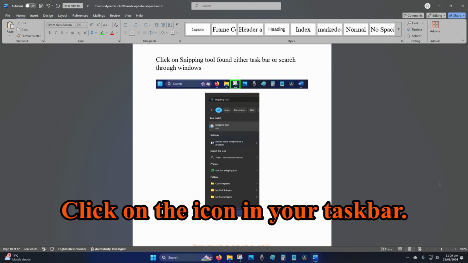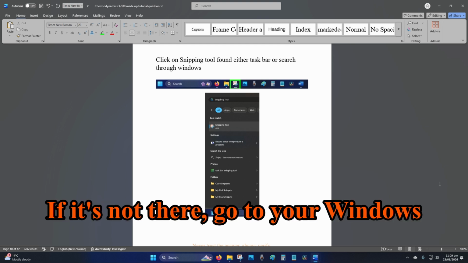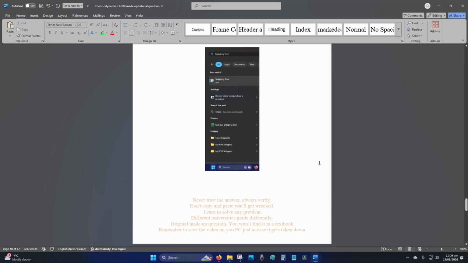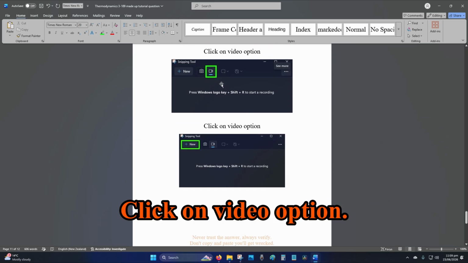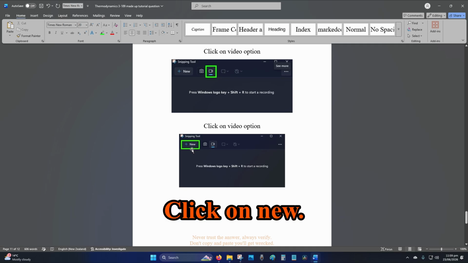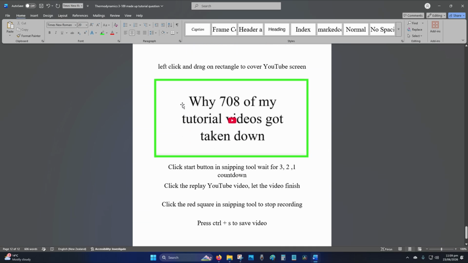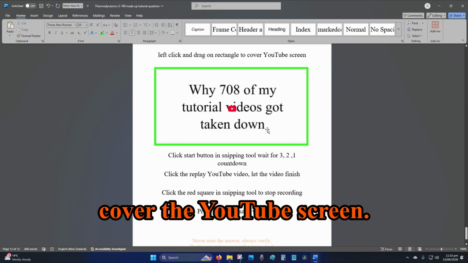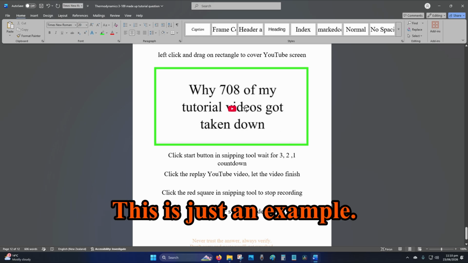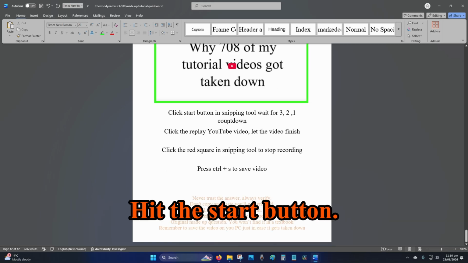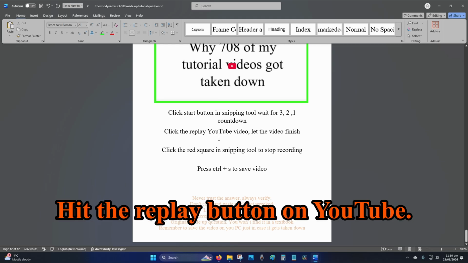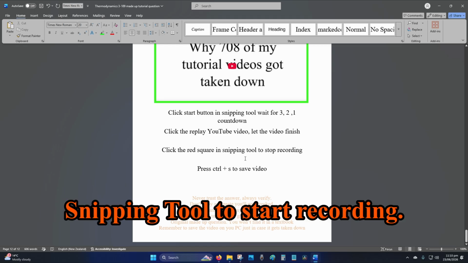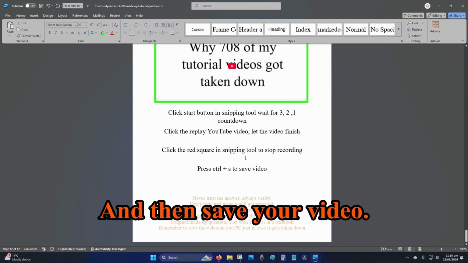Click on the icon in your taskbar. If it's not there, go to your Windows search, type in snipping tool, open up the program. Click on video option, click on new, left click and drag the rectangle to cover the YouTube screen. This is just an example. Hit the start button, wait for the countdown, hit the replay button on YouTube, let the video finish, hit the red square in snipping tool to stop recording, and then save your video.